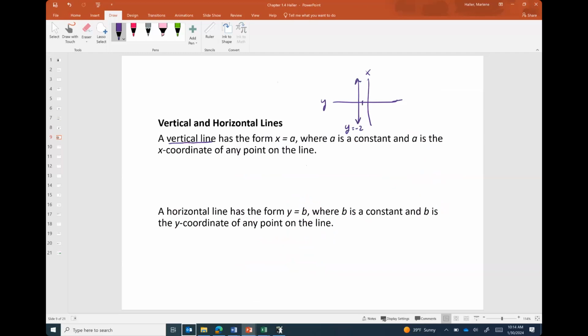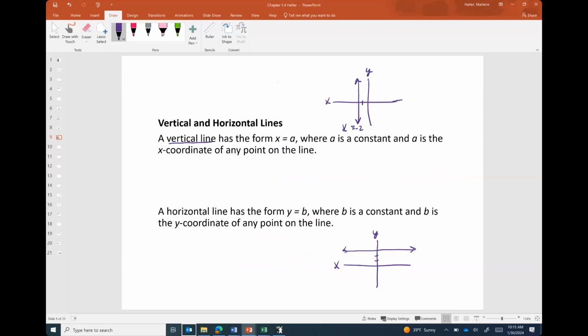Horizontal lines have the form y equal b, where b is some constant and b is the y-coordinate of any point on that line. So if we draw a horizontal line here, there's an x and a y. Let's put the horizontal line right here. And if that horizontal line intersects the... look what I did, I wrote these backwards. X goes here and y goes up there. If that horizontal line intercepts the y-axis at 3, I did this backwards here too. I'm having a little bit of a dyslexic day here. That's x equal 2. And there we go. Now we've got these written the right way.